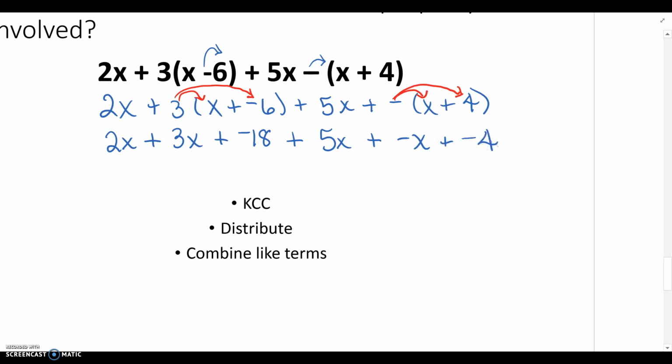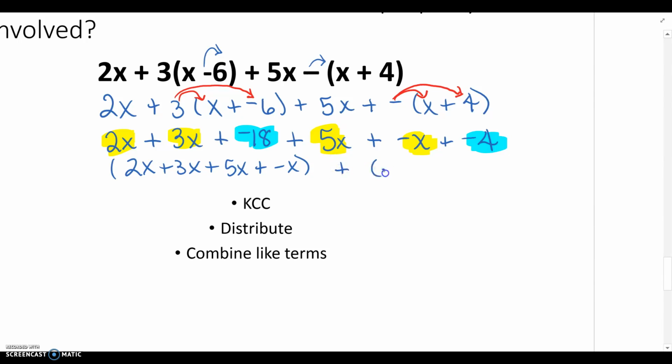Now that we've done our distributive property, all we have left to do is add. So we're going to look for like terms that we can add. So we have a 2x, a 3x, a 5x, and a -x that can be added together. And we have a -18 and a -4 that can be added together. So when we add all this together, we have 2x plus 3x plus 5x plus -x. That's the same as -1x being added together, plus -18 plus -4.